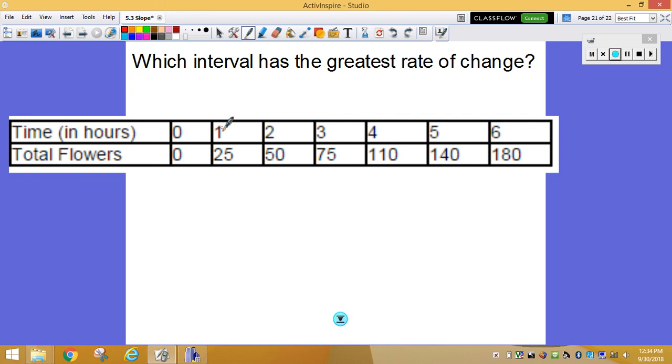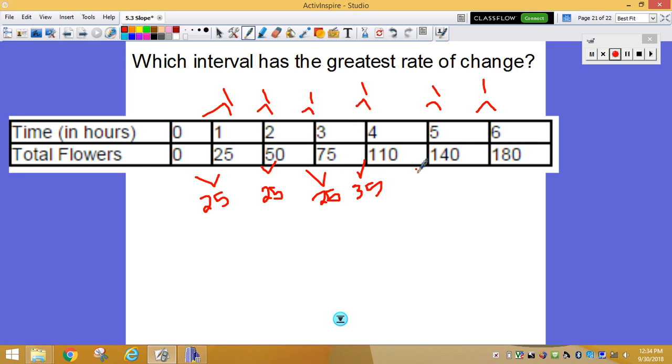All right, here's another one. All of these, again, are going up by 1s. Up by 1, up by 1. Here I go up 25. Here I go up 25. Here I go up 25. Here I go up 35. Here I go up 30. Here I go up 40.